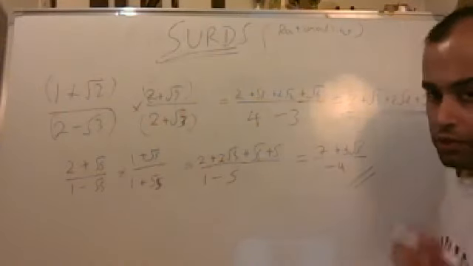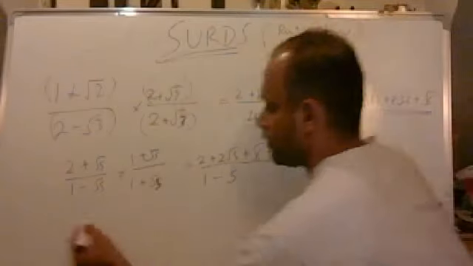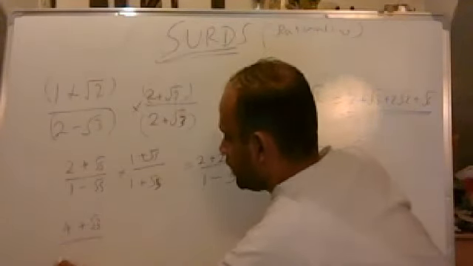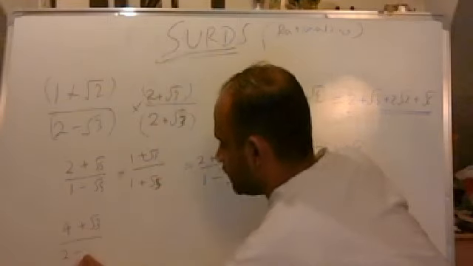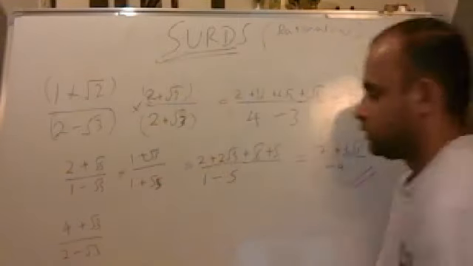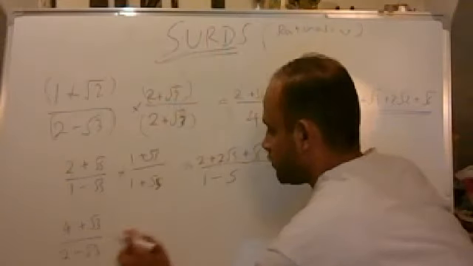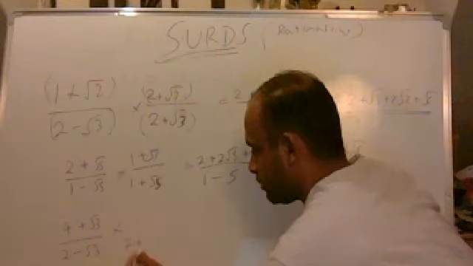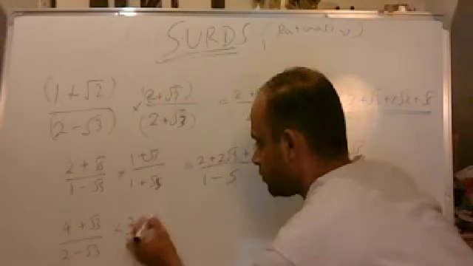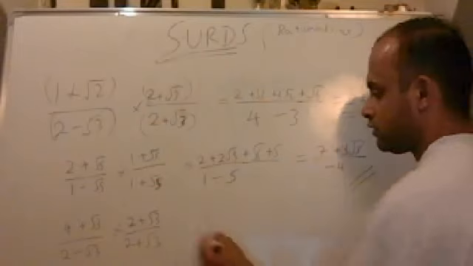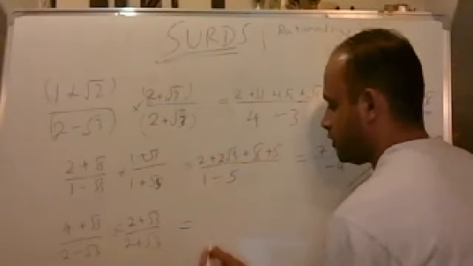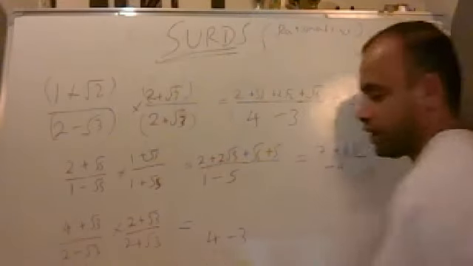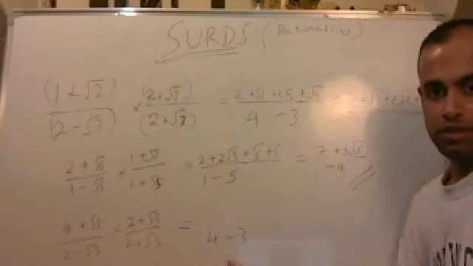I think I better do one more question just to clear up a few things. So let's do 4 plus root 3 over 2 minus root 3. I've got 2 minus root 3 at the bottom, so I need to multiply by 2 plus root 3, both the top and the bottom. At the bottom it's just going to be 4 minus 3, because 2 squared is 4 and root 3 squared is 3. So it's a difference of 2 squares at the bottom.